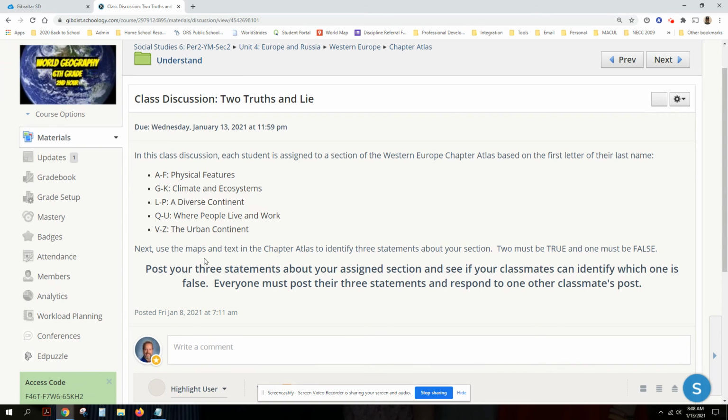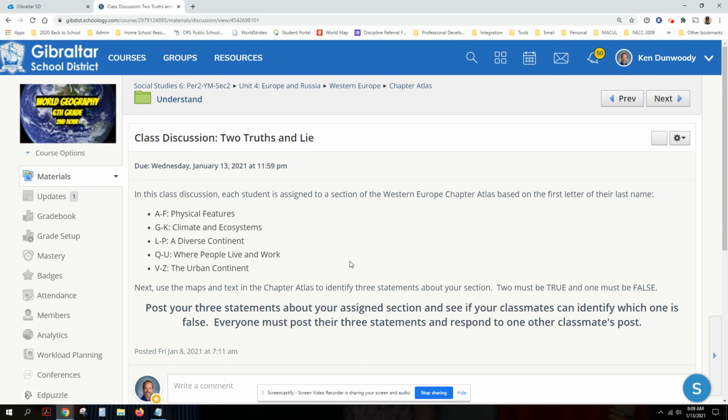Now you're going to use the maps and the text in the chapter Atlas in the section that you've read to identify three statements about your section. Two of those statements must be true, and one of those statements must be false. Post your three statements about your assigned section and see if your classmates can identify which one is false. Everyone must post their three statements and respond to one other classmate's post. We've done this in the past, so we should know what we're doing here. All right, so that is that.